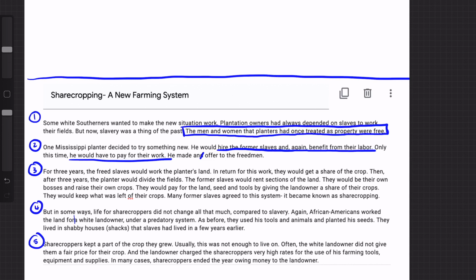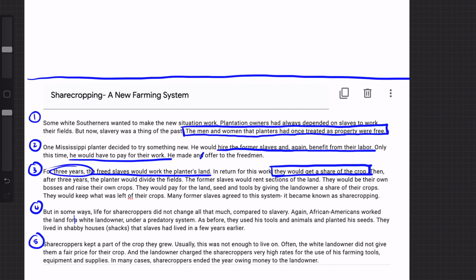For 3 years, the freed slaves would work the planter's land. So in a typical agreement between a sharecropper and the person they were renting from, it was a 3-year agreement. In return for the work, they would get a share of the crop. So how would sharecroppers pay the people they rented from? Out of all the crops they grew, they would give a certain amount of that crop to the person they were renting from.